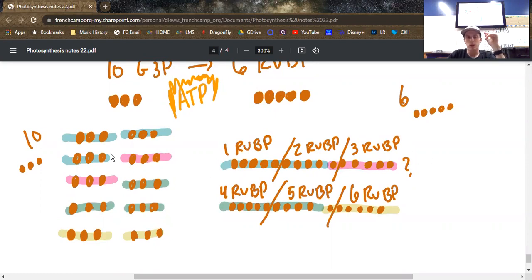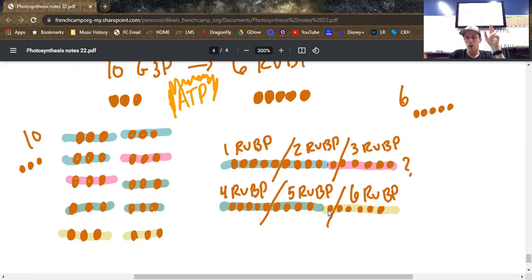Good news is we used 1, 2, 3, 4, 5 groups. And if there was 10 of them and we've used 5, that means there's 5 remaining. So we just repeat the process. Take 1, 2, and 3 groups. That gives you 9 carbons. Split off 5. There's your 4th RuBP that you need to make.